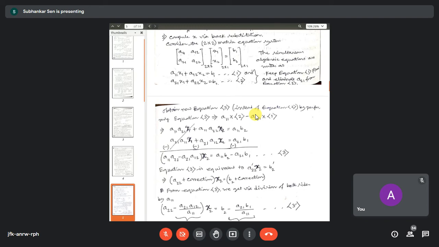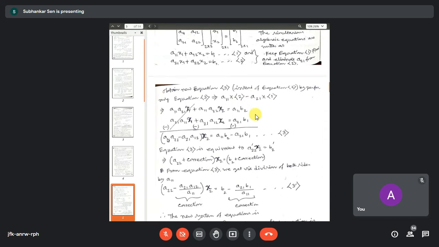When we write this equation, we take x2 outside. The coefficients we have are a11a22 minus a21a12, and the right hand side terms are subtracted like that. So this is our new equation 3, equivalent to equation 2, where we have one unknown in one equation. If we find x2 from here, then easily from here we can find x1. So here we shall develop this algorithm.